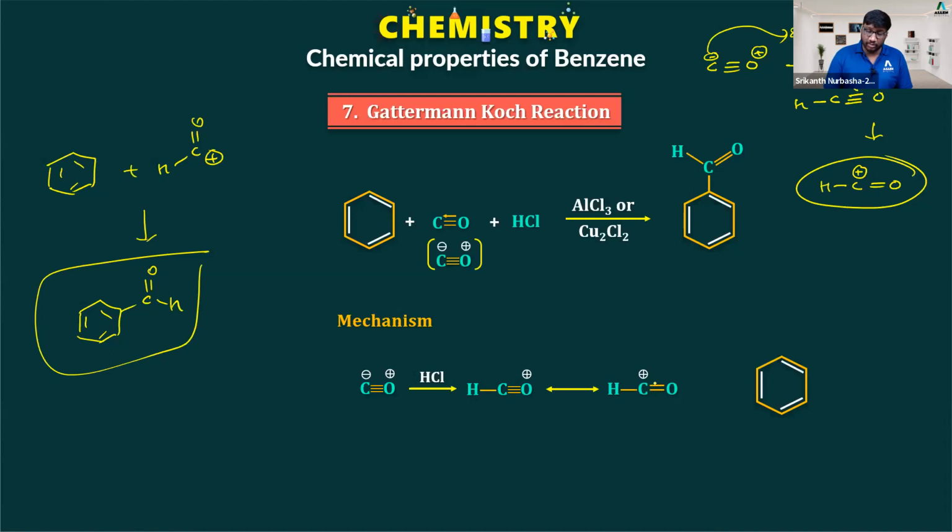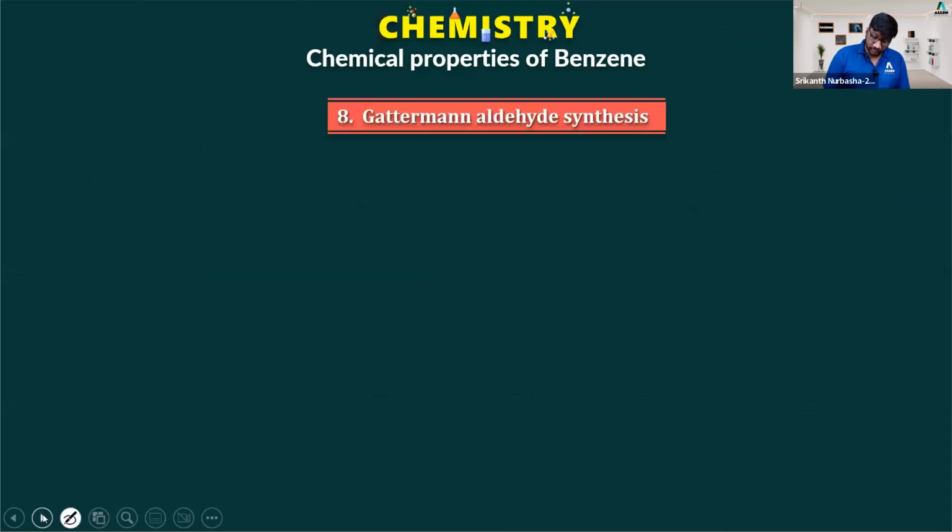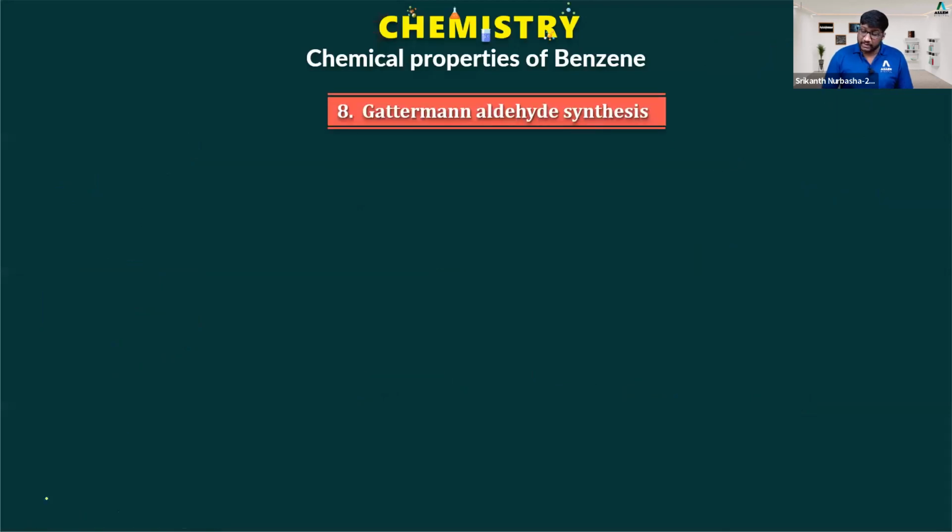Okay, HC double bond O, carbon bearing positive charge, treated with benzene, it will form the respective benzaldehyde. Gattermann aldehyde synthesis. What is this aldehyde synthesis? Benzaldehyde is again produced, but now we are treating with a different set of reagents.